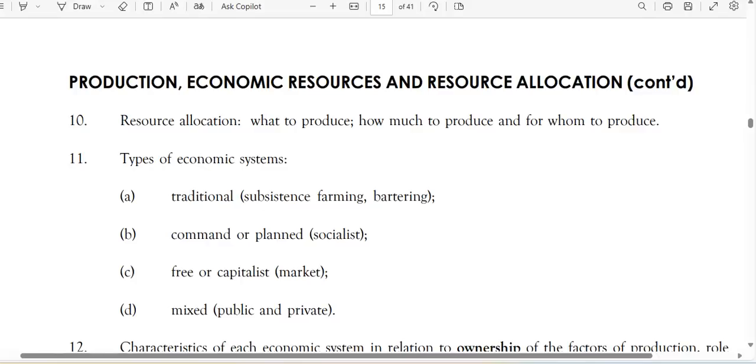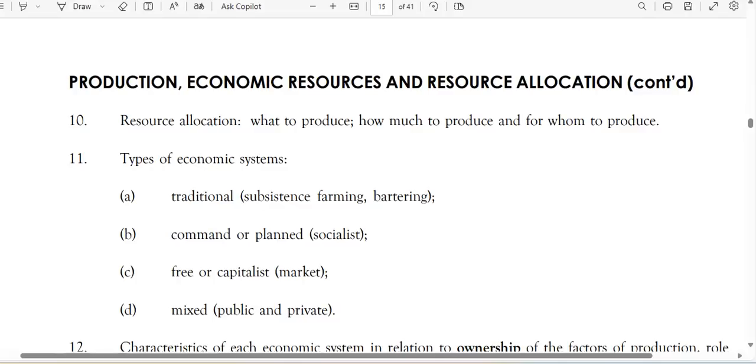Resources answer the question of how much to produce. In what quantity should each good or service be produced? So producing too much may lead to waste, while producing too little may cause shortages. So a government may decide to produce 10,000 school textbooks this year based on student enrollment.